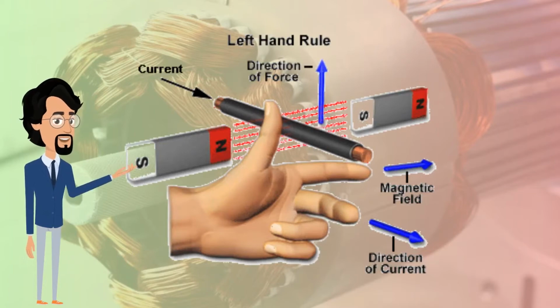Fleming's left-hand rule. If we stretch the first finger, second finger, and thumb of our left hand to be perpendicular to each other, and the direction of the magnetic field is represented by the first finger, and the direction of the current is represented by the second finger, then the thumb represents the direction of the force experienced by the current-carrying conductor.